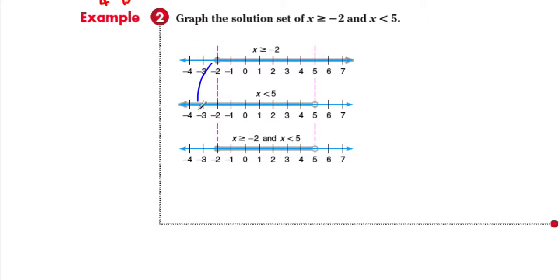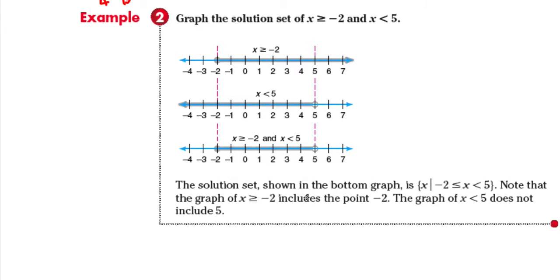That closed dot is brought down there, and that open dot is brought down. But if you notice, we're only getting what is common, which is this line right here, and that was what was brought down. So the intersection of x is greater than or equal to -2 and x less than 5 is this graph right here.